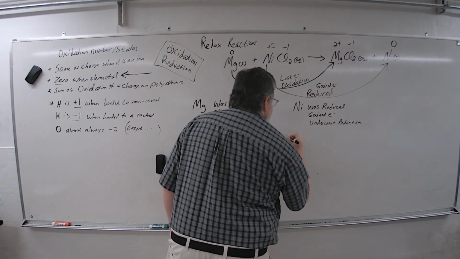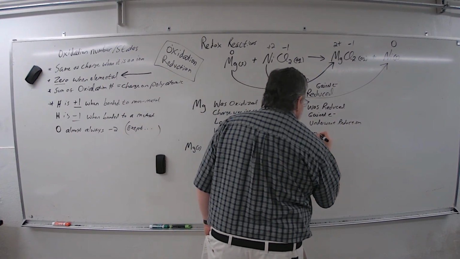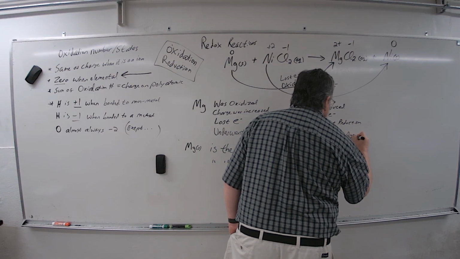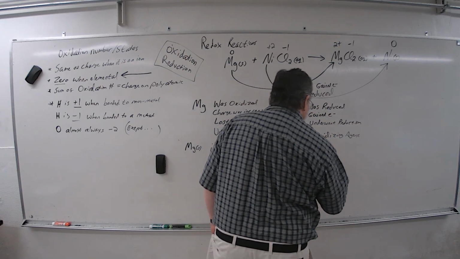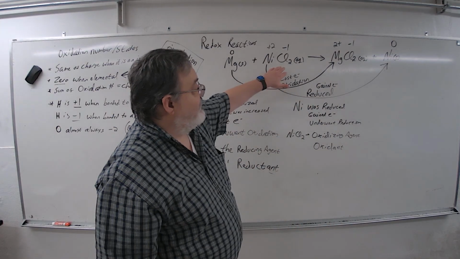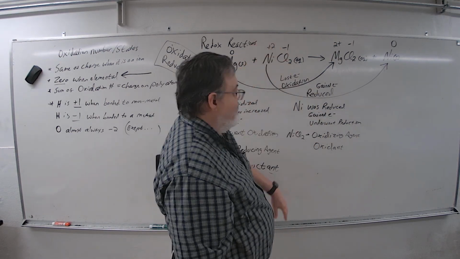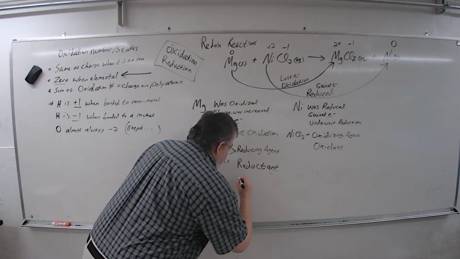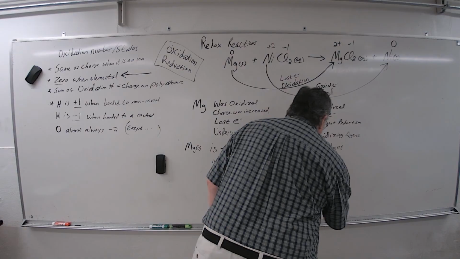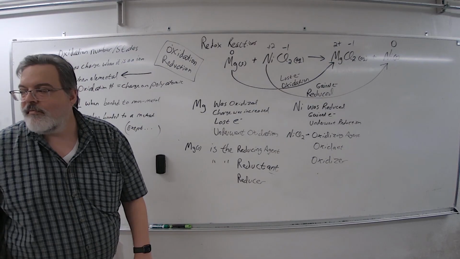But I want to say NiCl2. So really the compound that the nickel was in is the oxidizing agent that was put into this reaction. The oxidant. There's one more. You can also say reducer. You can also say oxidizer.